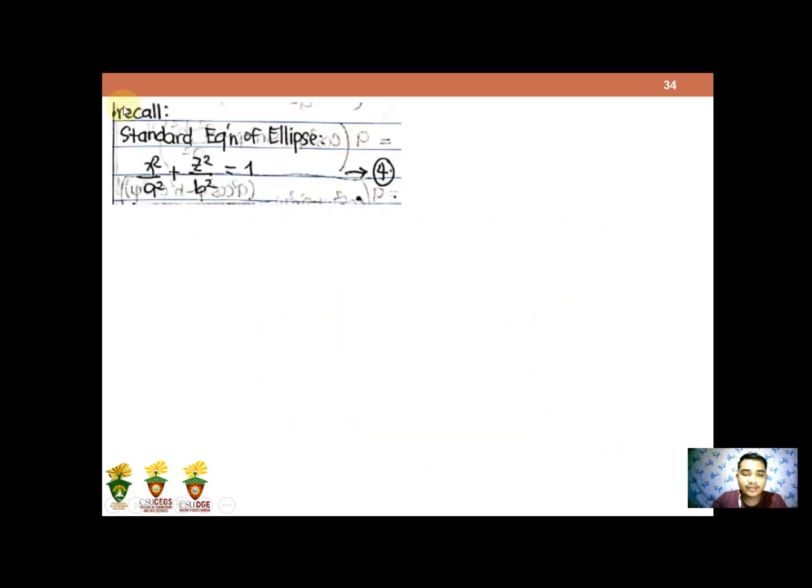So to solve, let us recall first the standard equation of an ellipse, which is x squared over a squared plus, since z is parallel to the y-axis in 2-dimensional, z squared over b squared is equal to 1. So this is equation number 4.